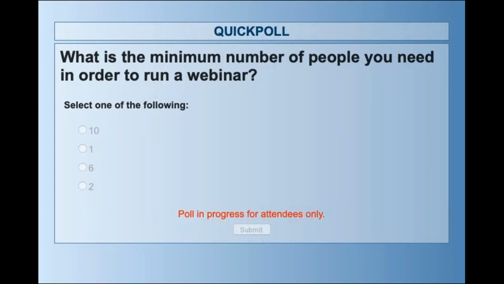Now, we haven't got anybody here, because I'm doing this on my own, to actually choose any of those. But what would normally come up is you get people answering. Obviously, what's the minimum number of people you need in order to run a webinar? The answer is 2. And then you can see very clearly who's got the answer right and who's got the answer wrong, and you can talk around that and make sure that they understand.